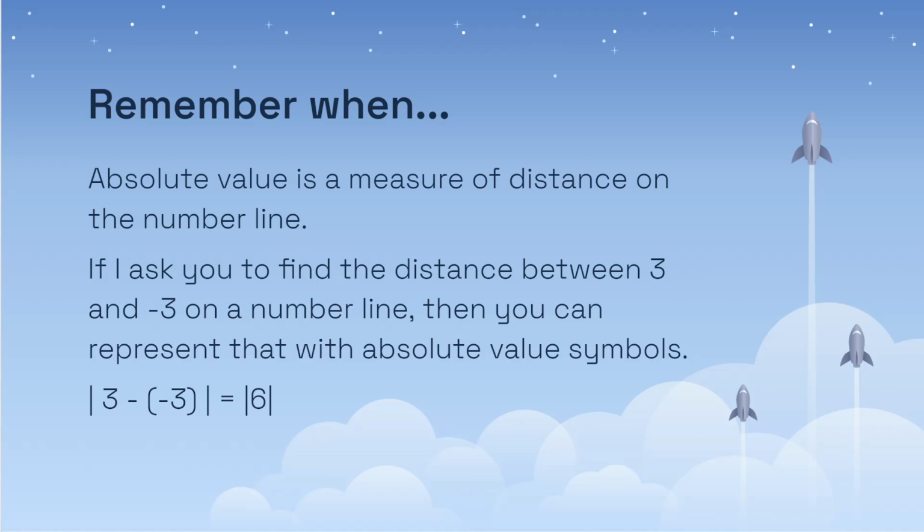Remember when absolute value is a measure of distance on the number line, if I ask you to find the distance between 3 and -3 on the number line, you can represent that with the absolute value symbols. The difference of 3 and -3. We're finding a distance, so that's absolute value.